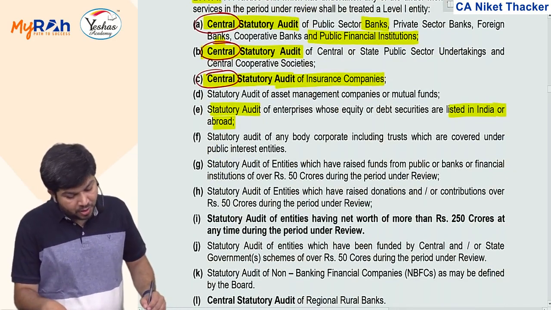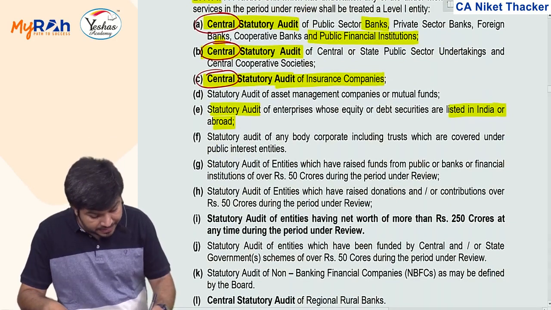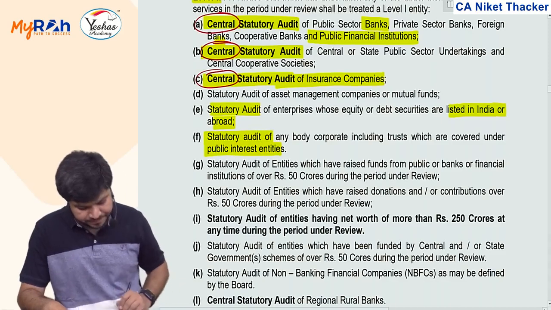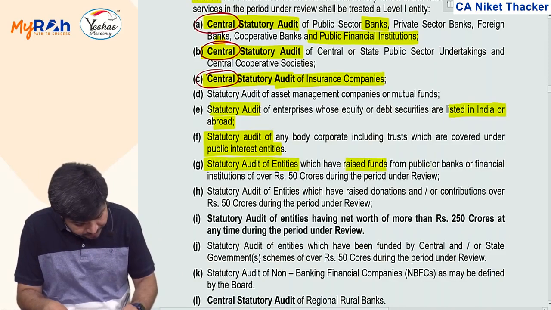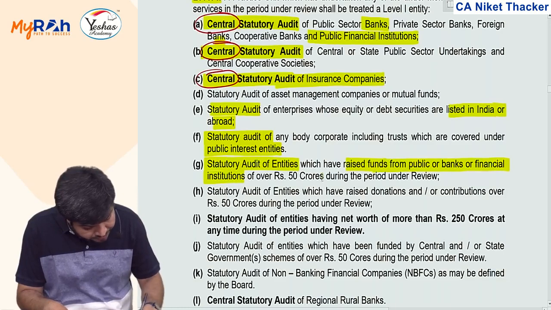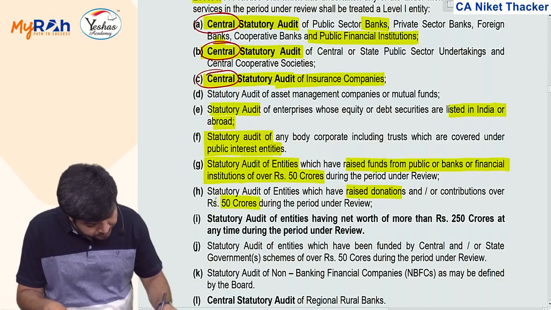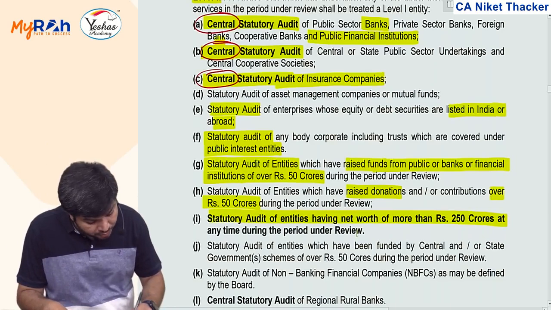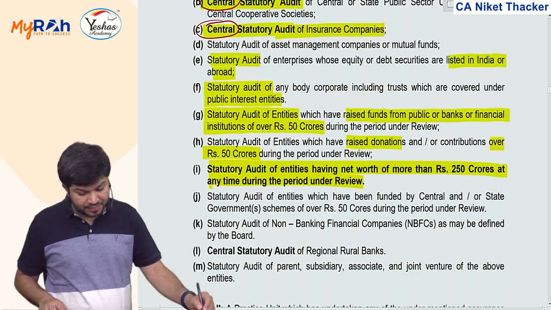if you are a statutory auditor of a body corporate including trust which are covered under public interest entities, the statutory audit of public interest entities. Okay, statutory audit of entities which have raised funds from public or bank or financial institution over 50 crores, which have raised donation trust over 50 crores. Net worth 250 crore or more. All Ind AS companies. If you are an auditor of that.